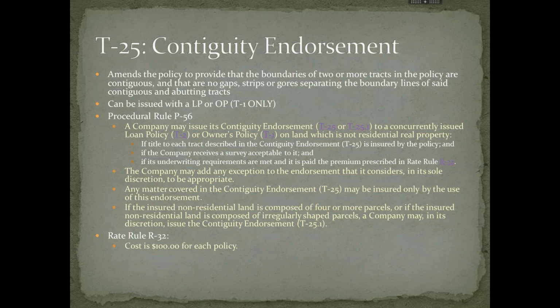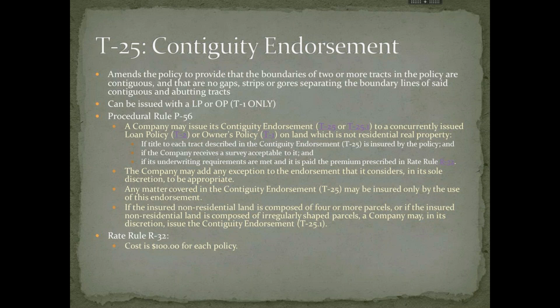Generally speaking, the title company can add any exceptions to the endorsement that it considers. Not something you're really going to have to worry about. That's more for abstract and exam. And again, this can only be used on non-residential land. If you have a weird situation where you're being asked to issue a contiguity endorsement where there are 4 or more parcels, or maybe the parcels are a weird shape, get with underwriting. There's something we can do about that. We can issue a different contiguity endorsement, but again, this is highly uncommon.